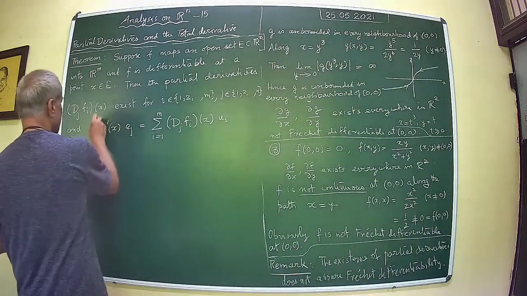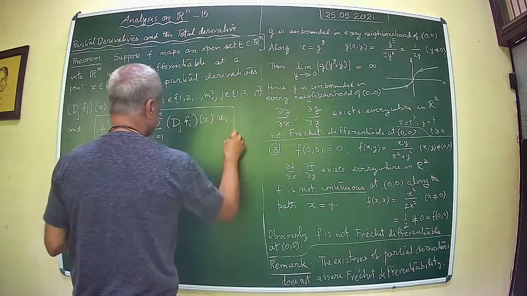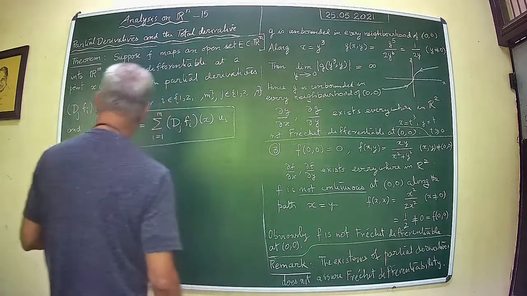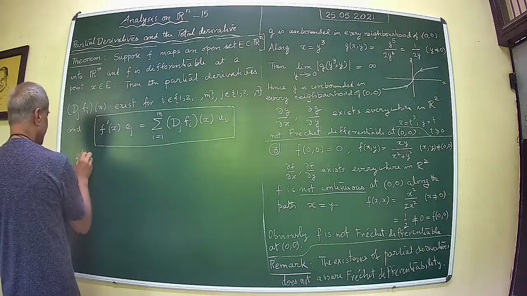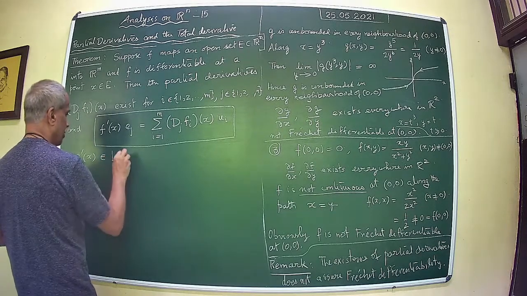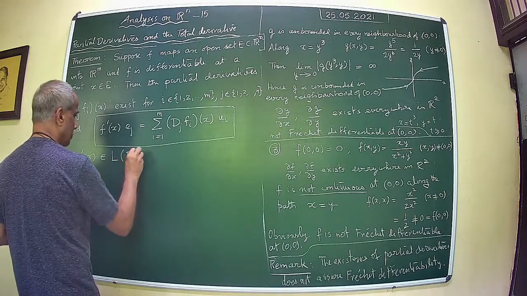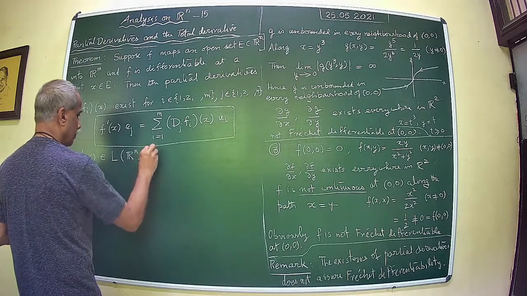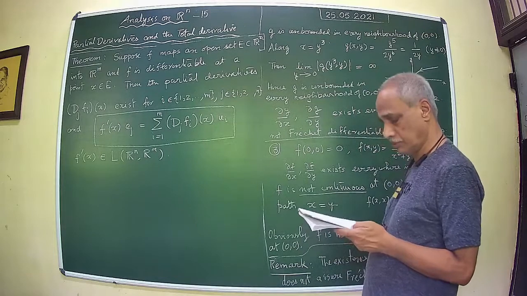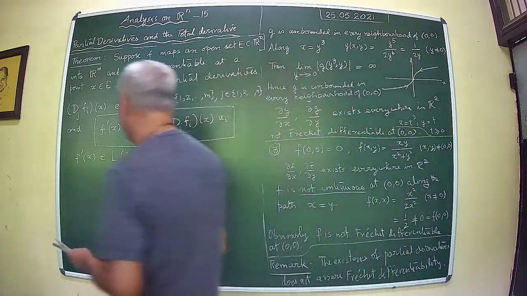This is the relation between the total derivative and the partial derivative. Now you know that f derivative of x is a linear transformation from R^n to R^m, that you call. Now let us prove this.